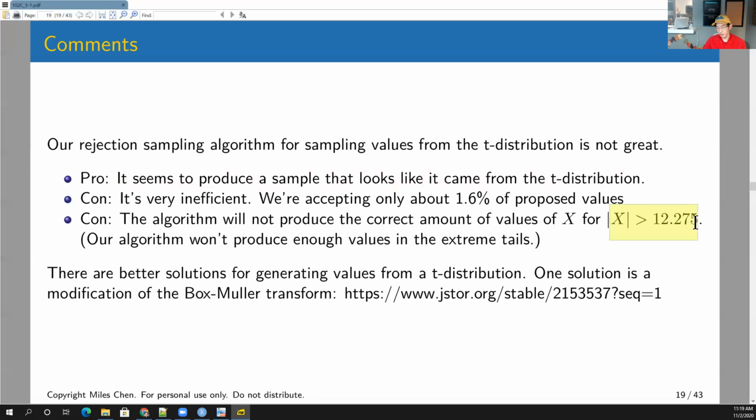So for values in the extreme tail, which the t distribution with 3 degrees of freedom does produce, not super frequently, but it does produce values that are extremely large, this distribution is not going to work. Our rejection sampling algorithm is not going to produce enough values in the extreme tail. There are better solutions that do exist, like a modification of the Box-Muller transform, but yeah, this rejection sampling runs into some problems.